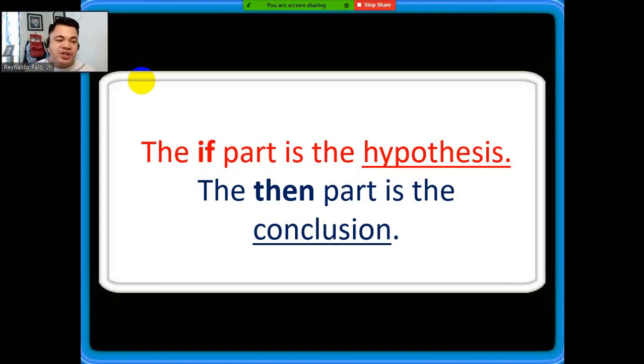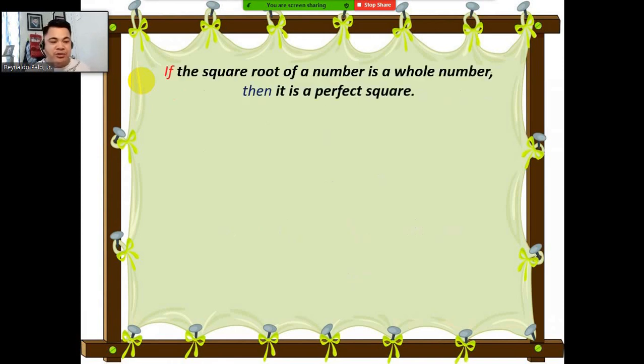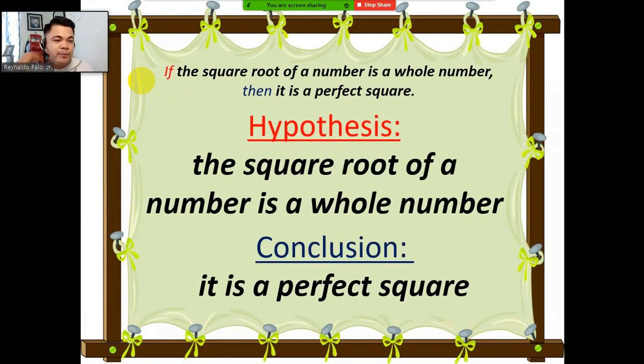So the if part is what we call the hypothesis, while the then part is what we call the conclusion. In identifying the hypothesis and the conclusion, just remove if and then. Then you can state that specific statement or sentence after if or after then. When we say hypothesis, these are statements that need to be proven based on scientific facts and so on. Alright, conclusion, that is the one that will prove the hypothesis. If the square root of a number is a whole number, then it is a perfect square. So let's identify the hypothesis. The hypothesis here is the square root of a number is a whole number, while the conclusion is it is a perfect square.